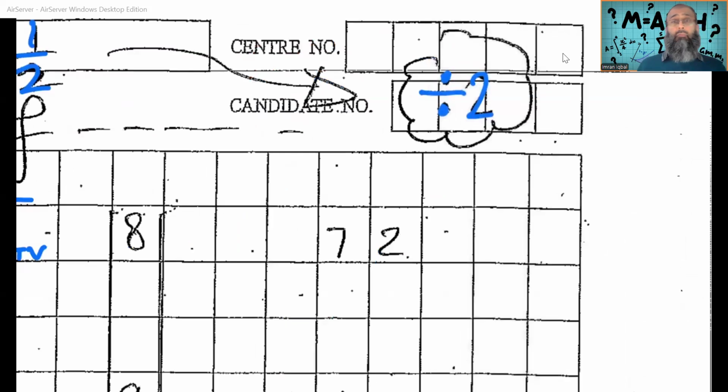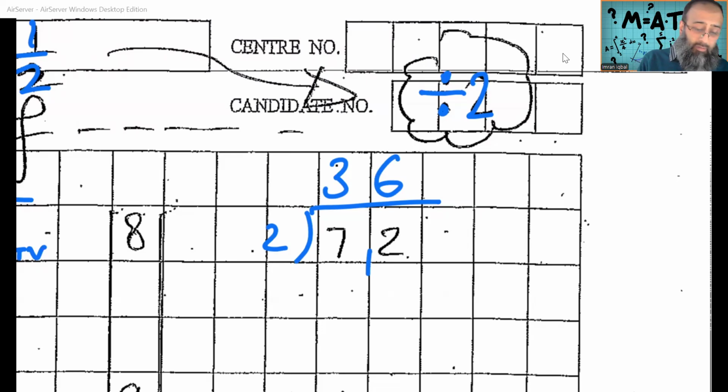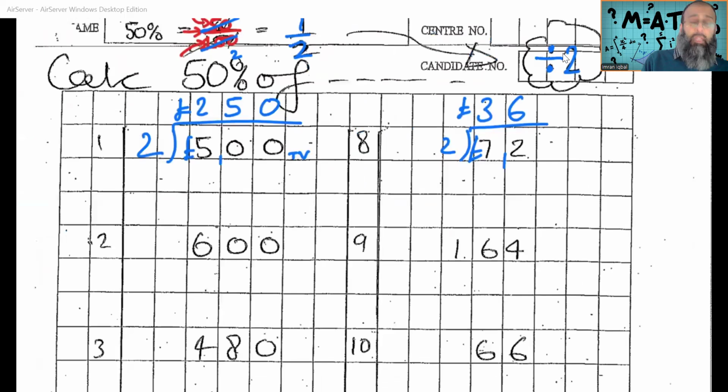Next question. £72 is your bus fare for 3 months, and you're getting a 50% off deal. Divided by 2. How many 2's in 7? 3, with 1 left over. How many 2's in 12? 6. So if you've got a £72 ticket, you're going to only pay 36 quid and save 36 quid. Job sorted.